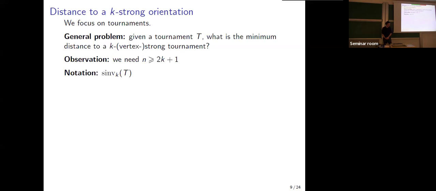So the second question is how to make a tournament k-vertex strongly connected. Here, strongly connected means that when you take two vertices, there are k vertex-disjoint paths between them. I will only focus on tournaments here again, because for oriented graphs it's more complicated. One observation is that we need the number of vertices n to be at least 2k plus 1, because otherwise you can't make it strongly connected. If n is at least 2k plus 1, we can define this parameter, the k-strong inversion number of T, which is the smallest number of inversions I need to make it k-strongly connected.